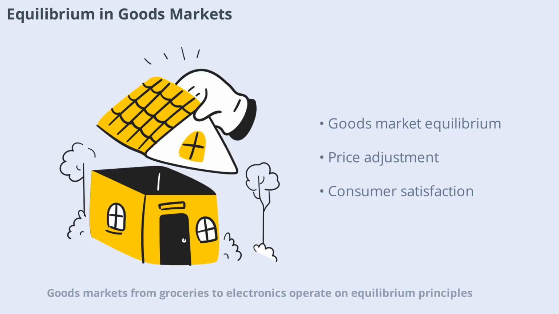Goods markets from groceries to electronics operate on equilibrium principles. Prices adjust based on supply and demand, ensuring that products are available at fair prices. This mechanism helps prevent shortages and surpluses, fostering consumer satisfaction and producer profitability. Understanding equilibrium in goods markets is essential for both buyers and sellers.